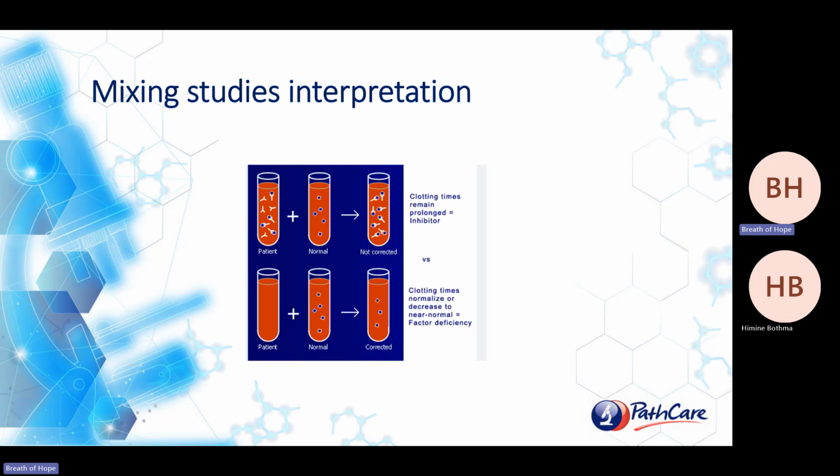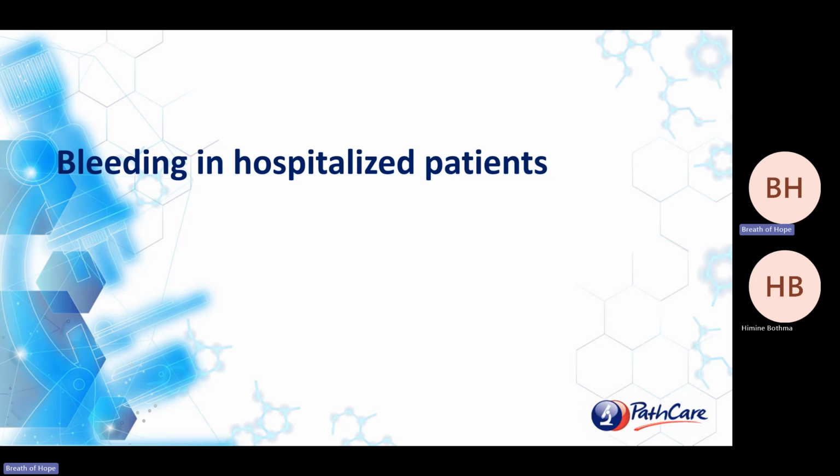If, however, you add the normal plasma and it does not correct, the implication is that it isn't a factor deficiency. The implication is that there's some kind of inhibitor that's causing prolongation. So this can be antiphospholipid antibodies. It can be inhibitors in your hemophilia patients. It can be your acquired hemophilias and von Willebrand's disease.